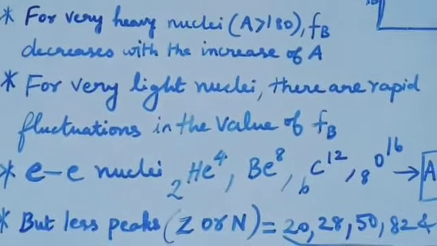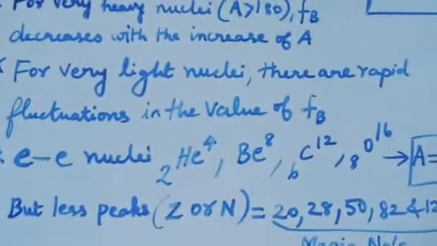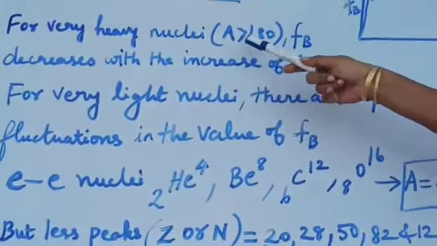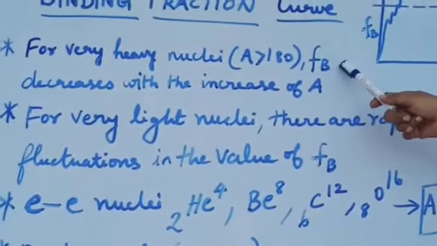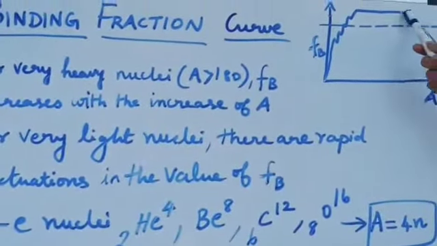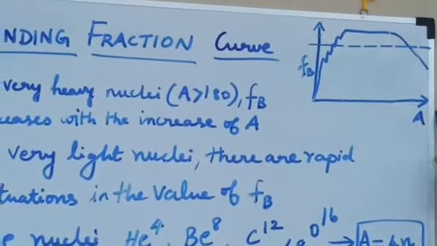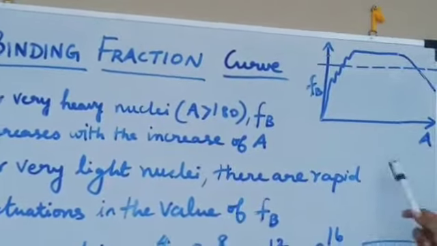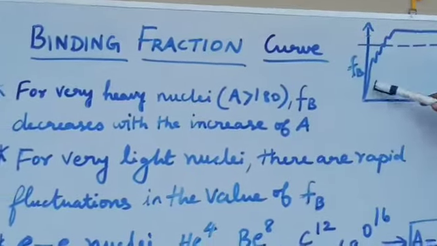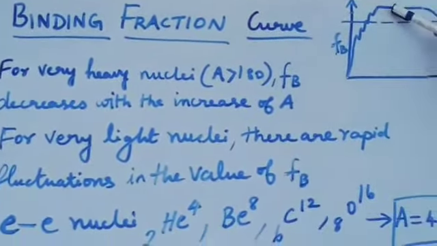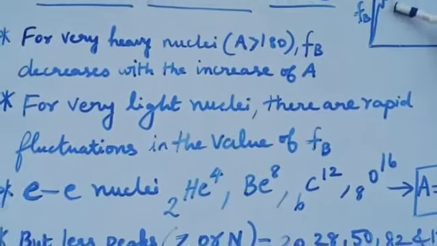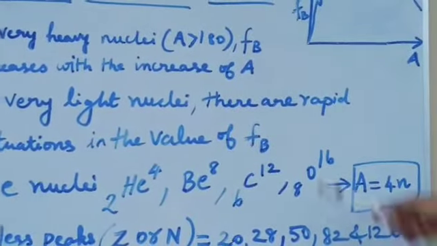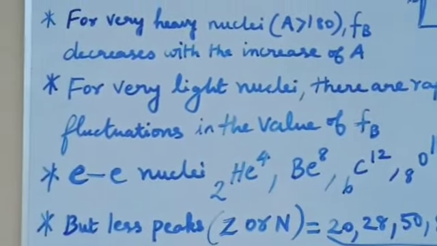The remaining points to be noted under the binding fraction curve are: for very heavy nuclei whose mass number is greater than 180, the binding fraction decreases with the increase of A. Here you can see, for very high values of A, the binding fraction decreases with the increase of A. For very light nuclei, there are rapid fluctuations in the value of binding fraction. We see these as peaks; the fluctuations are observed as peaks in the graph. This happens for very light nuclei.